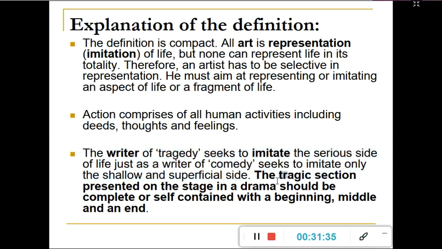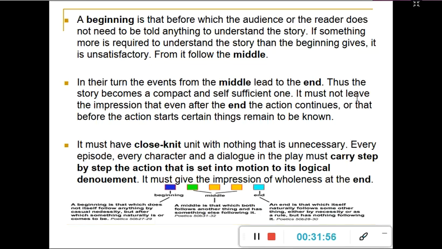طبعا the tragic section represented on the stage in a drama should be complete or self-contained, with a beginning, middle and end. لاحظوا يقول لي tragic section هنا الجانب التراجيدي من الدراما زي ما يكون متقسم ثلاث حاجات، واعتقد دي لازم تكونوا درستوها في الدراما، يكون عندي beginning، يكون عندي middle، يكون عندي end. كل واحدة فيها إيه؟ نشوف إزاي الكونسبت ده مبني. البيجينينج، beginning is that before which the audience or the reader doesn't need to be told anything to understand the story. هي دي البيجينينج.